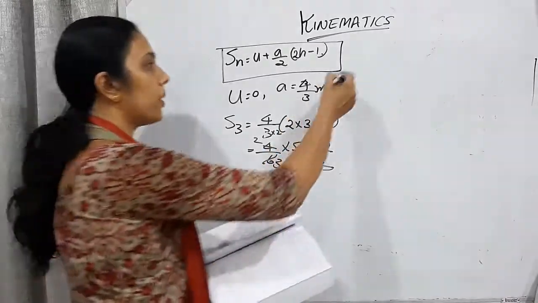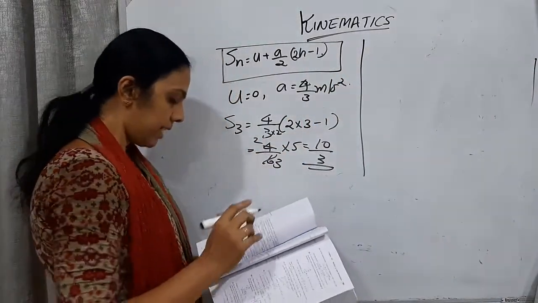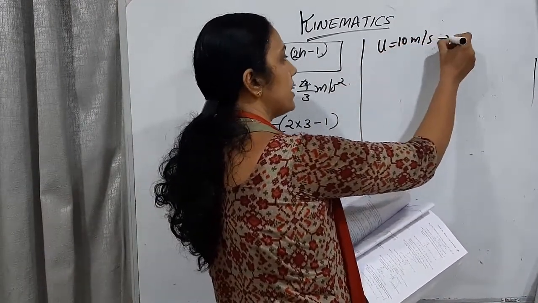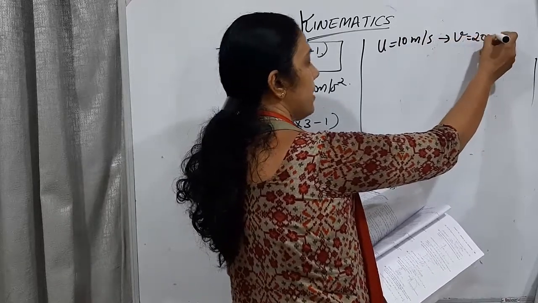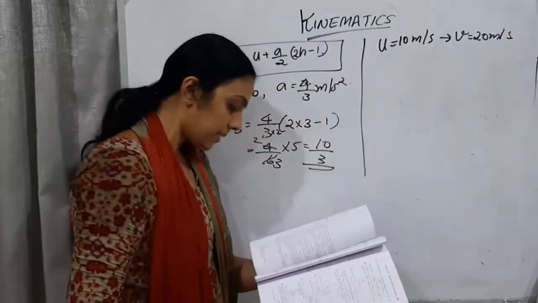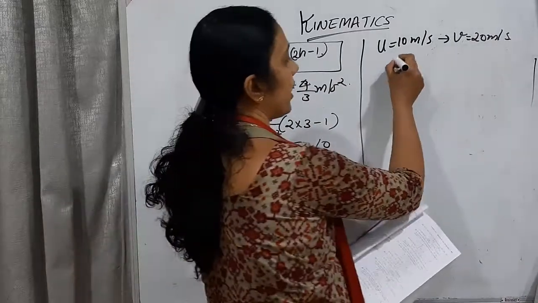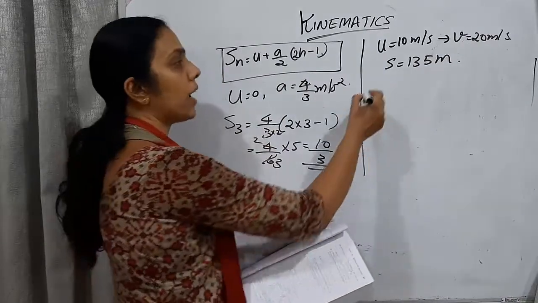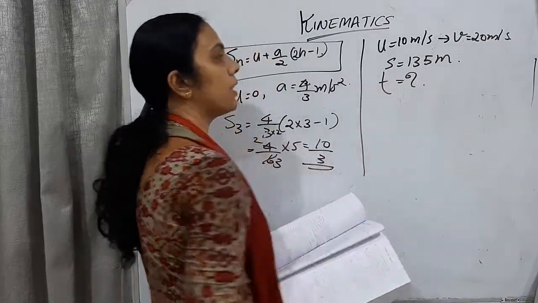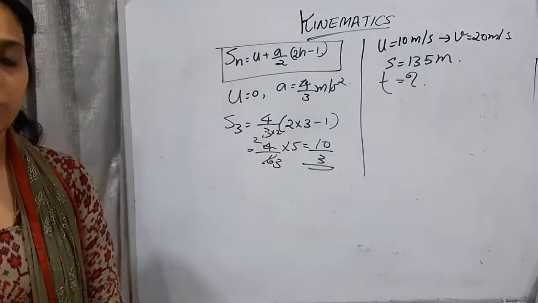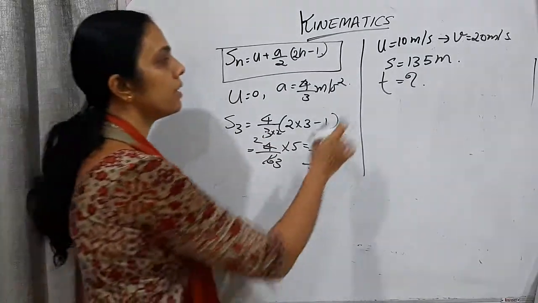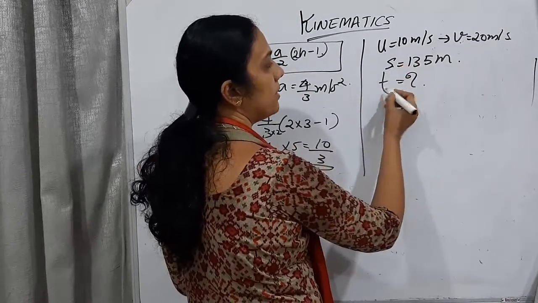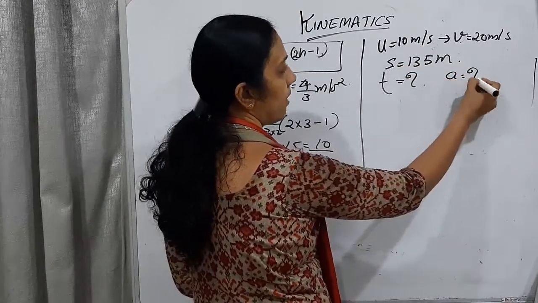Okay. So it's moving with a constant acceleration, and the velocity goes from 10 meter per second to 20 meter per second while passing through a distance of 135 meter. Distance travelled is 135 meter, and find the value of t. Which formula can we use here? Acceleration is also not given. So here U is there, V is there, S is there, t we don't have, a we don't have.